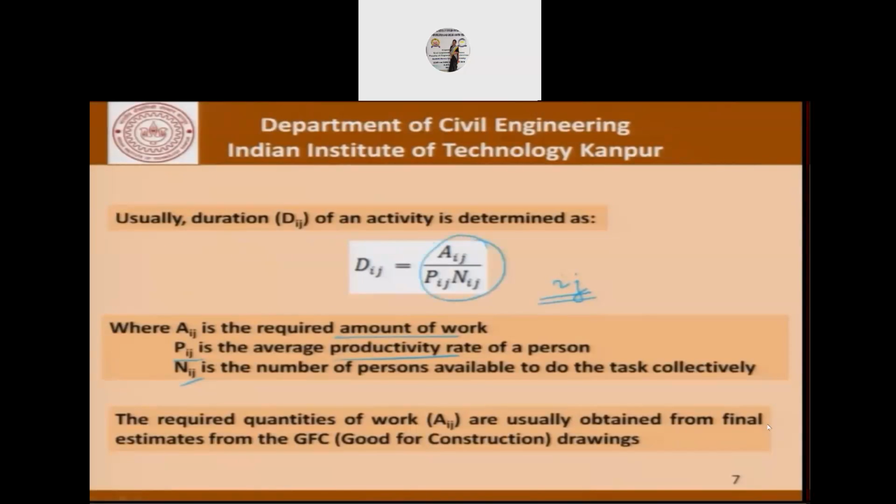But each of these parameters has their own variations. For example, as far as Aij is concerned, the only estimate which we can make from is the good for construction drawings. It might happen that there will be some changes in the total amount of work at site. Whether it is paid for or not, it doesn't matter, but the fact is that if additional work is carried out or less work is carried out, then it will affect the time duration.